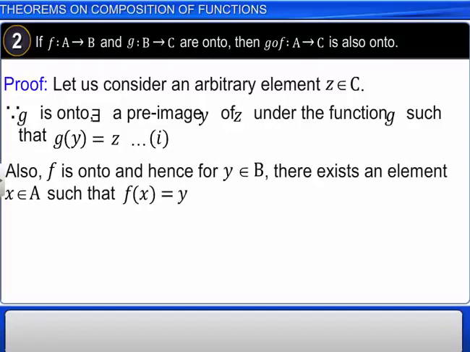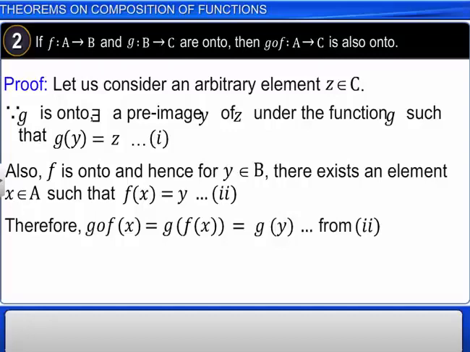Also, we are given that f is onto, and hence, for y belonging to set B, there exists an element x belonging to set A such that f of x is equal to y. Denote this by equation 2. Therefore, g circle f of x is equal to g of f of x, which is equal to g of y from equation 2. And g of y is equal to z from equation 1.